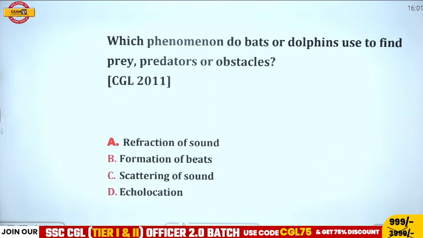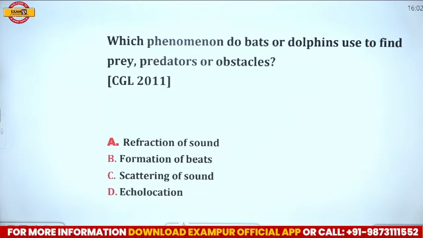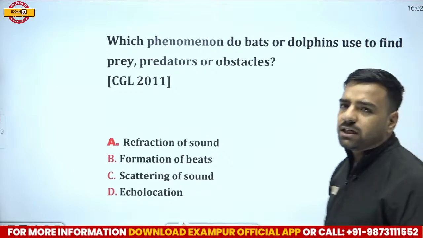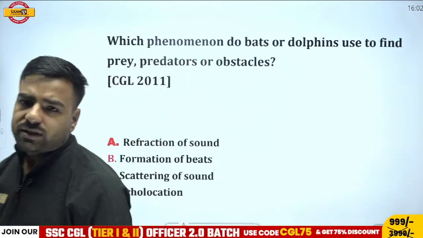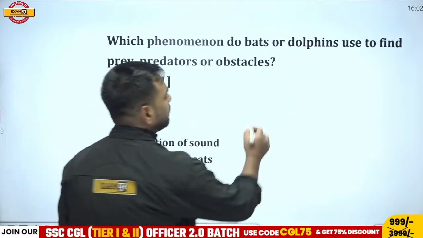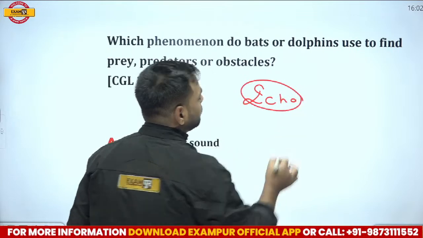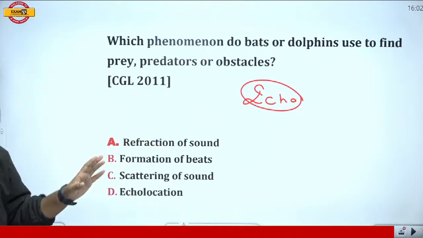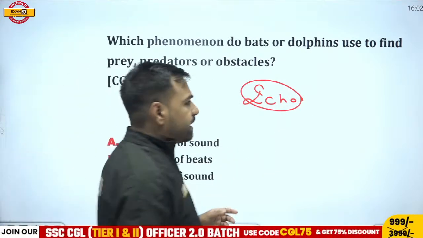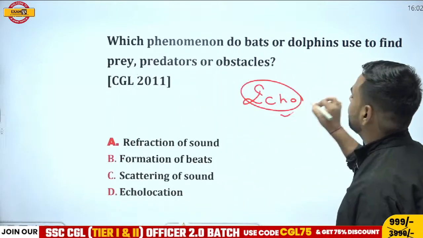We have the next question. Which phenomenon do bats or dolphins use to find prey, predators or obstacles? Now this question is from CGL 2011. If I talk about this question, there's a logic where we talk about echo. What is this echo? Here we know that there's a reflection of sound.